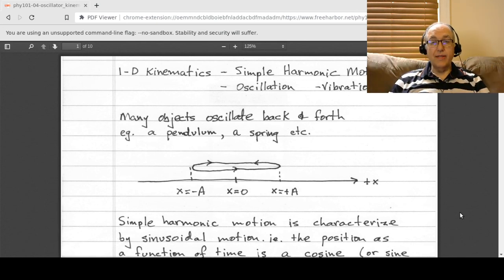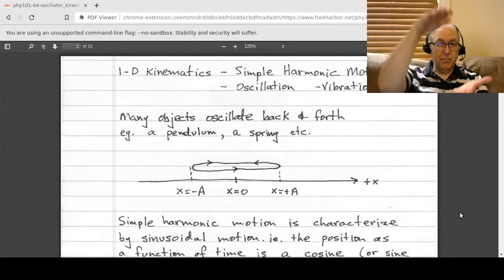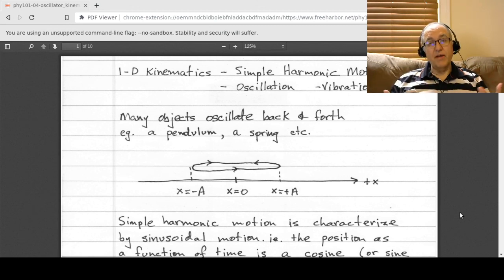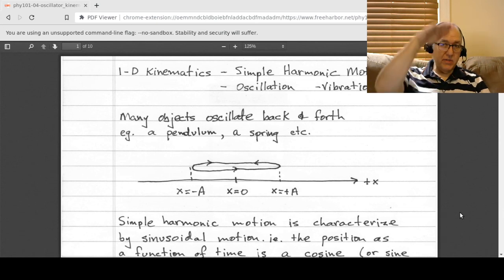Maybe a real world example is like the shock absorbers on your car. When you hit a bump, your shock absorbers will squeeze down and then they'll bounce back and forth. There's quite a bit of friction to try to damp out the motion. We won't consider that part of it. But the bouncing back and forth part of it, that is simple harmonic motion.